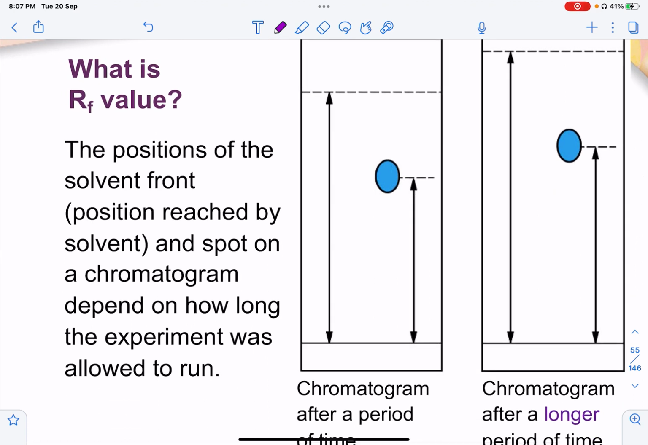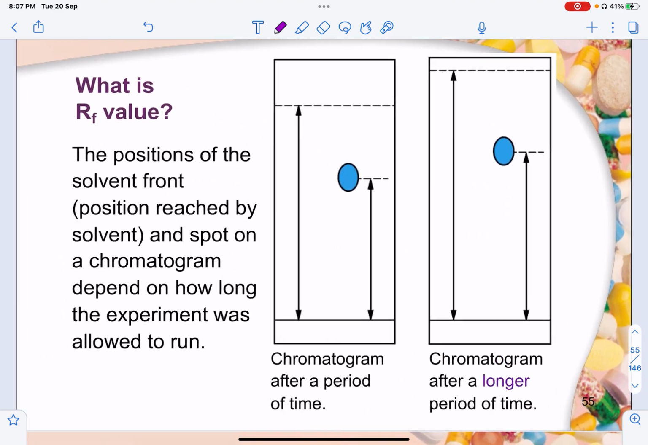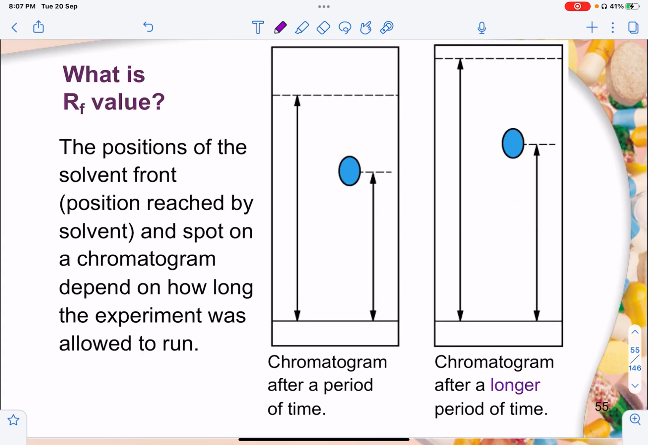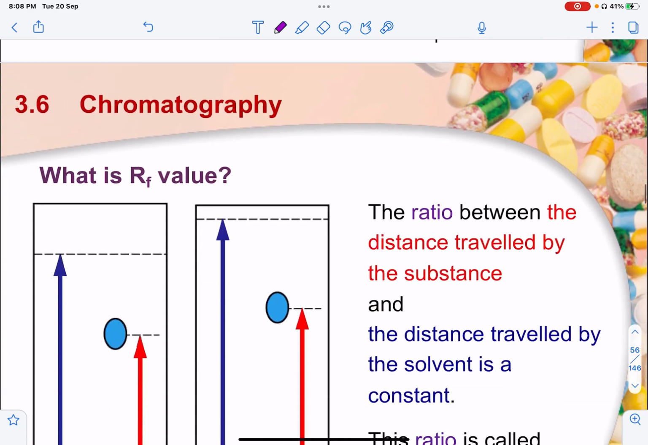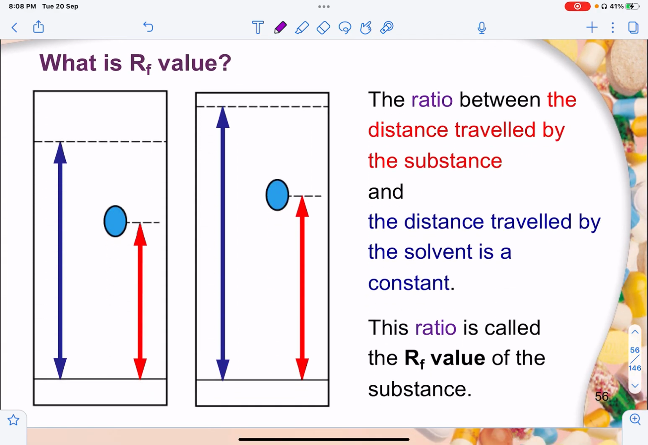The Rf value is the position reached by the spot on the chromatogram, and it depends on how long the chromatography has been run. So we will usually put the starting line as the reference point. And what we can see is the chromatogram after a long period of time between two, where the longer one is able to travel even further up. So how are we able to calculate Rf? Rf is the ratio of the distance traveled by the substance and the distance traveled by the solvent. Okay, so that's what we mean by Rf value.